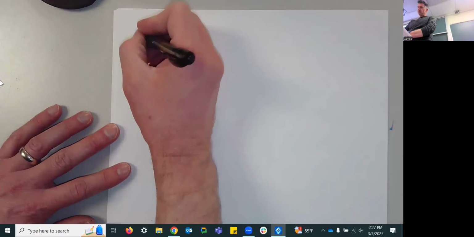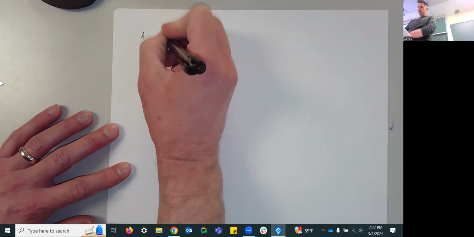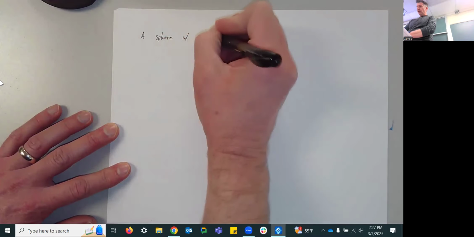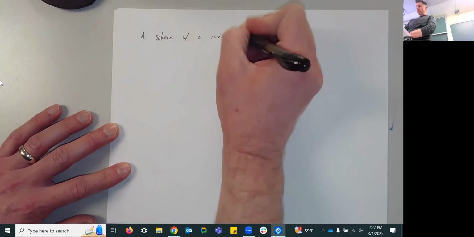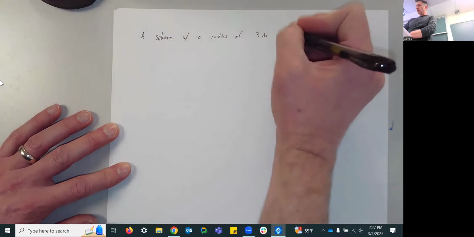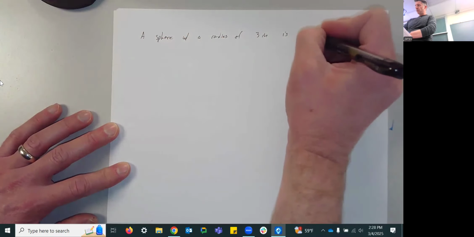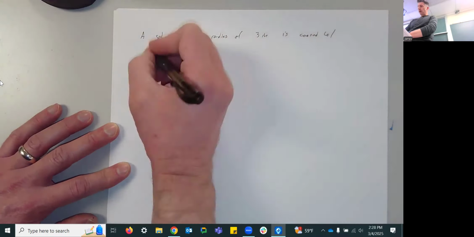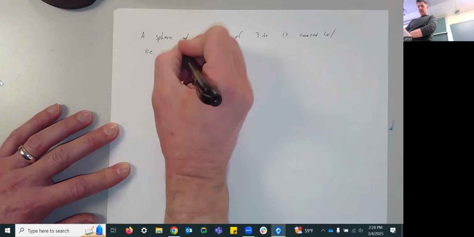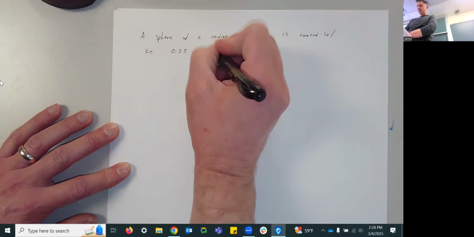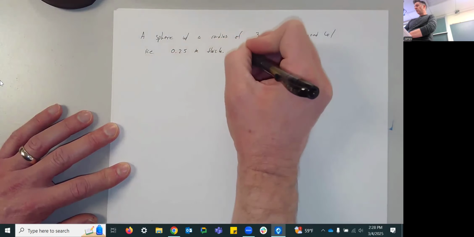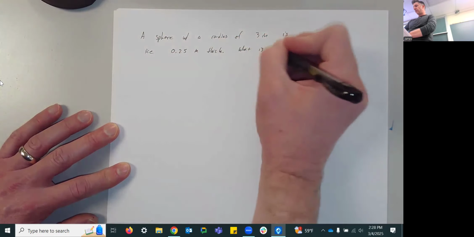So here's a type of question people might ask. A sphere with a radius of 3 inches is coated with ice 0.25 inches thick. What is the approximate volume of ice?